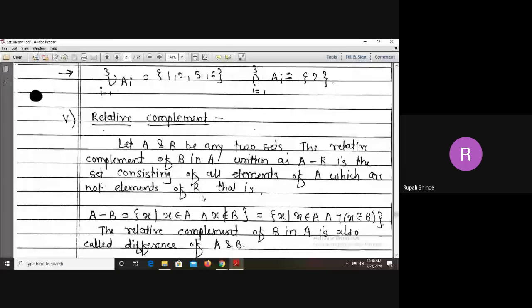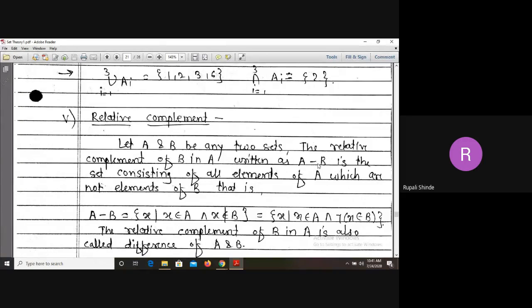Okay. So A minus B means what? Here we have to take the relative complement of A with respect to B. And that relative complement is written by this minus sign, that is A minus B. Means what? The relative complement of A with respect to B. So here we can say that A minus B means all the elements which are present in set A but not in set B. That is A minus B.